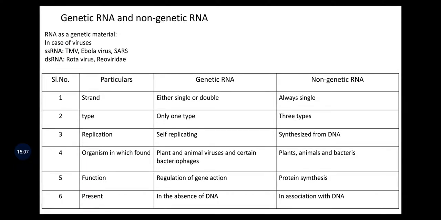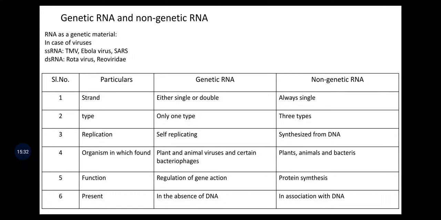Now we shall see RNA as genetic material. RNA may exist in a single stranded form or double stranded form. In some viruses like Ebola, TMV, SARS, RNA is single stranded, and in some viruses like rotavirus and reoviridae, RNA exists in double stranded form.